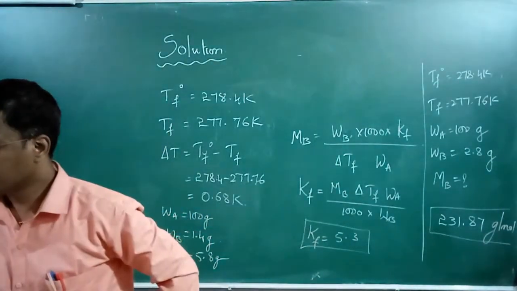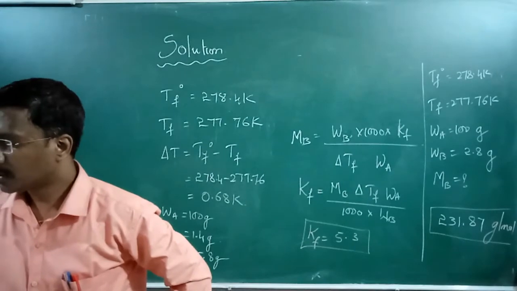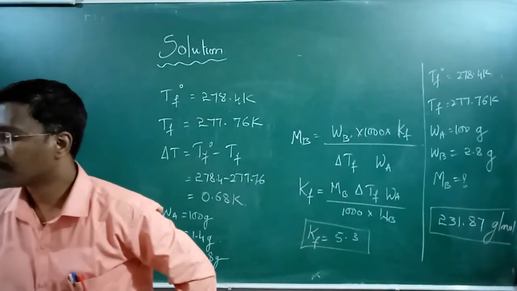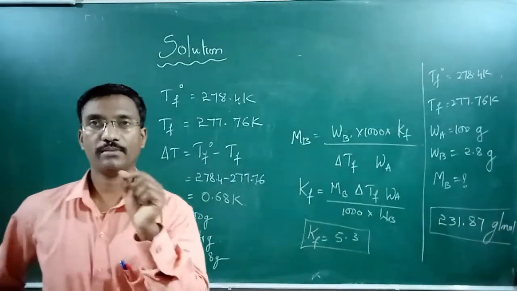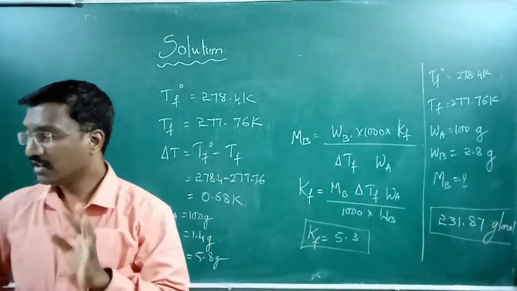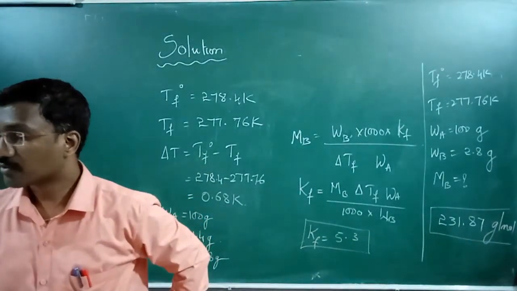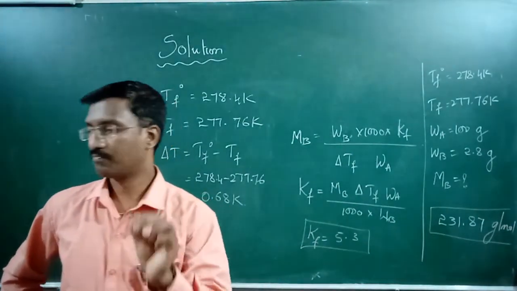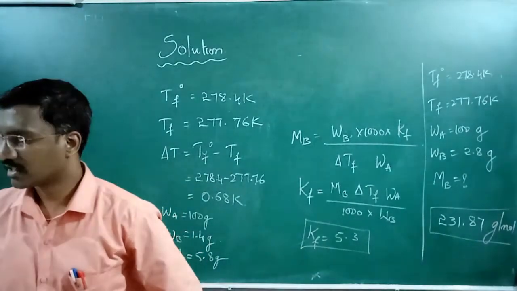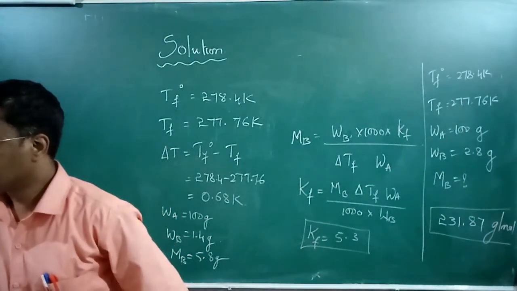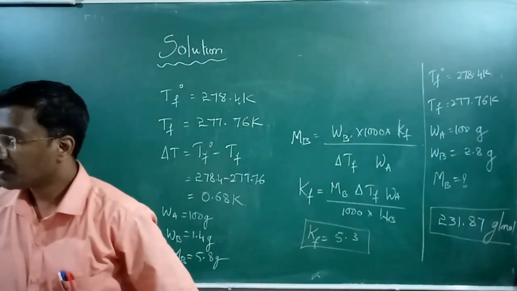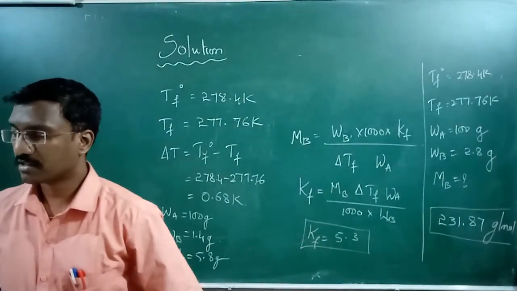So next one, if to this solution 2.8 gram of the solute is dissolved in 100 gram of benzene, means the solvent remains the same, 100 gram of benzene only. In this 2.8 gram of solute, which solute we don't know, they have not given, but they have given only the mass of solute, and it is dissolved in 100 gram of benzene, giving a solution which froze at 277.76.